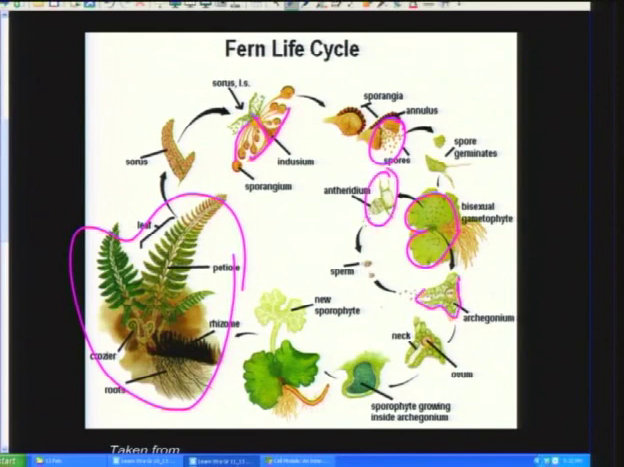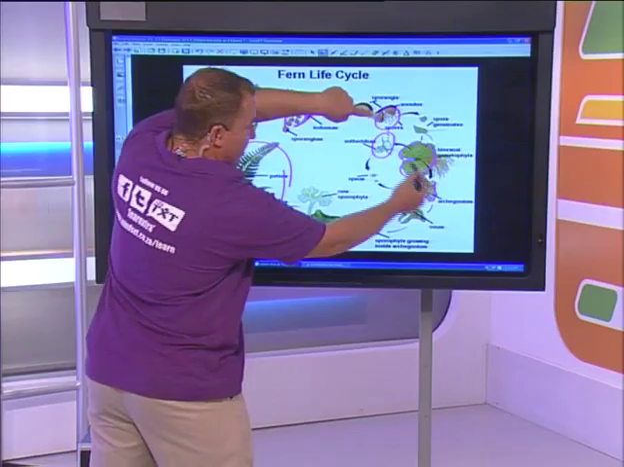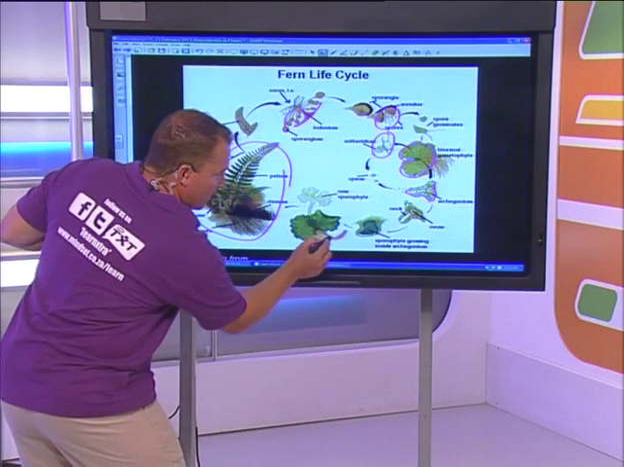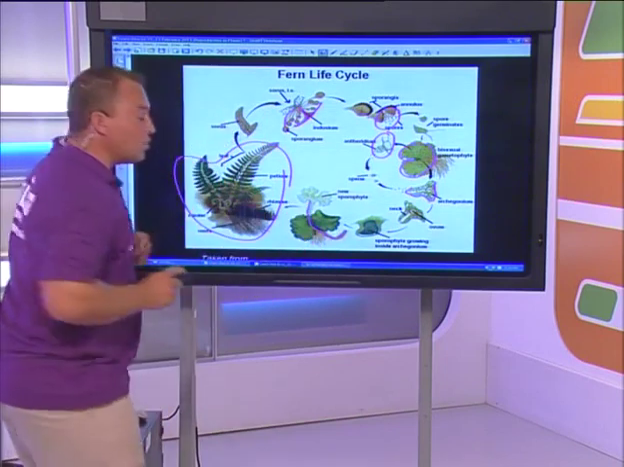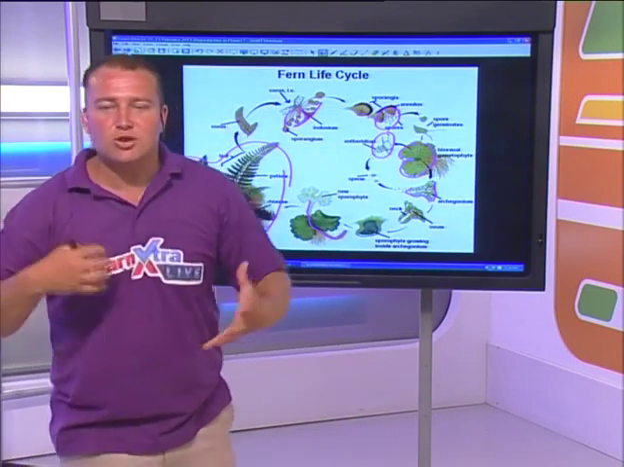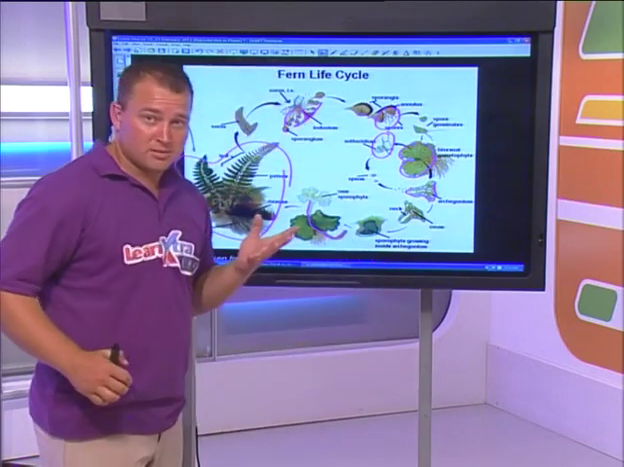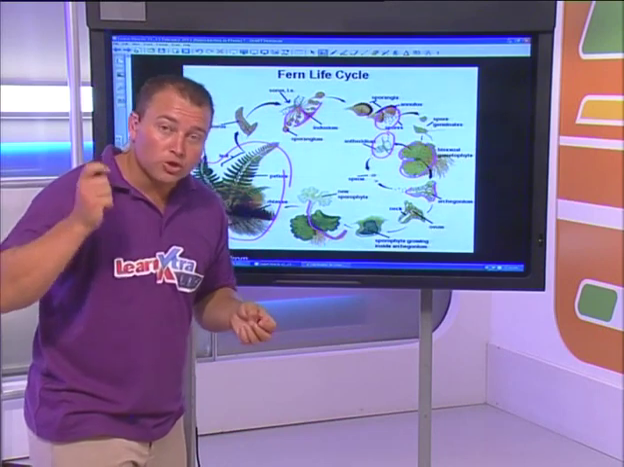Remember, it's two different prothalluses. The male swims to the female, and look over here, it starts growing back out and it becomes a new leaf. That's how you need to know it. That's quick and simple and easy. You need to know how to label these things, so make sure you know it.